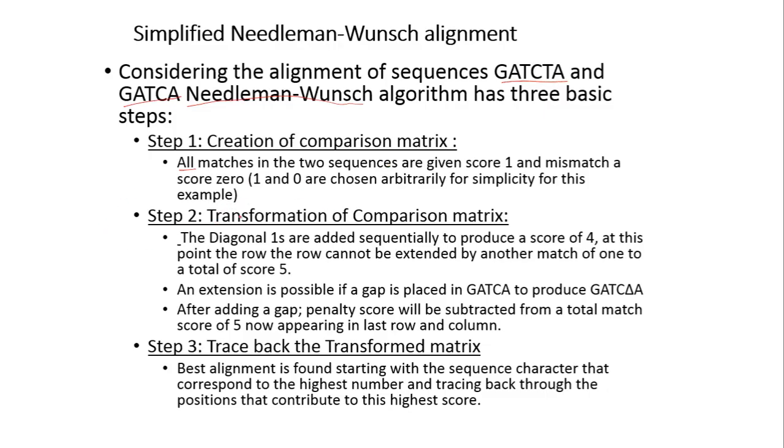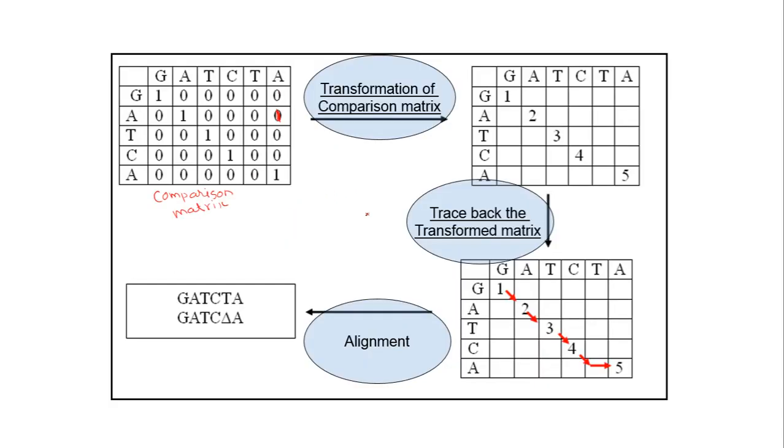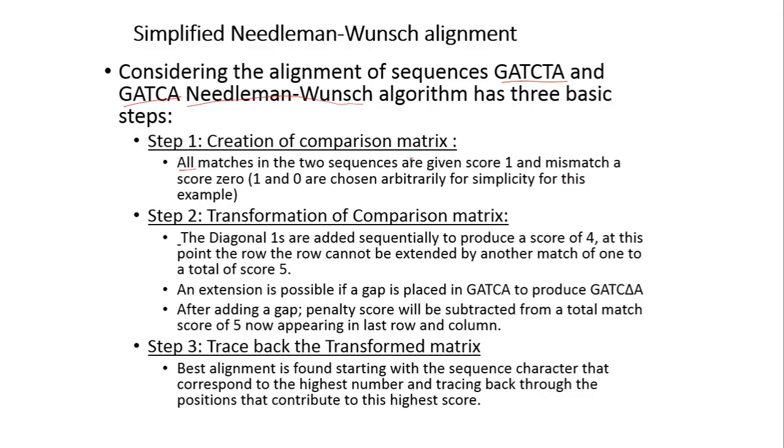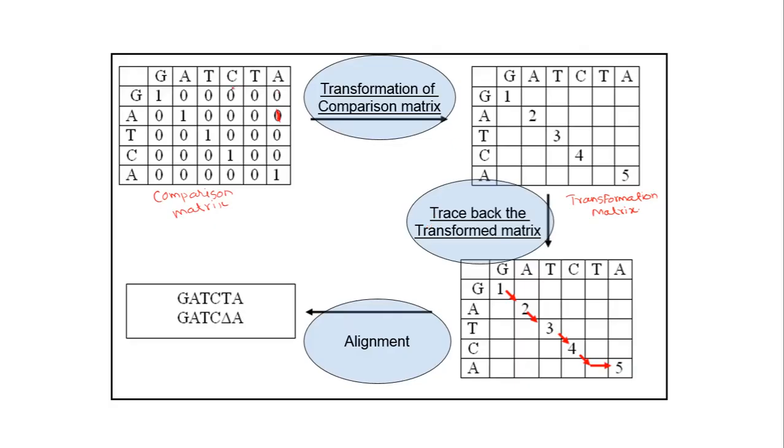Okay, so what is the next step? The next step is, whatever comparison matrix you have created, we need to transform it, and the resulting matrix that is obtained after transformation is called the transformation matrix. Okay. So what are the rules for transformation in our simple case? We would move from one end of the comparison matrix to the other end. And when we move, if we find there is similarity, compared to the previous score, we would increase it by 1. We would move diagonally down.